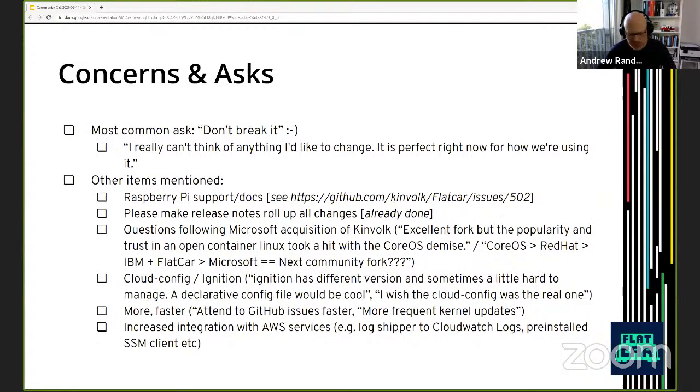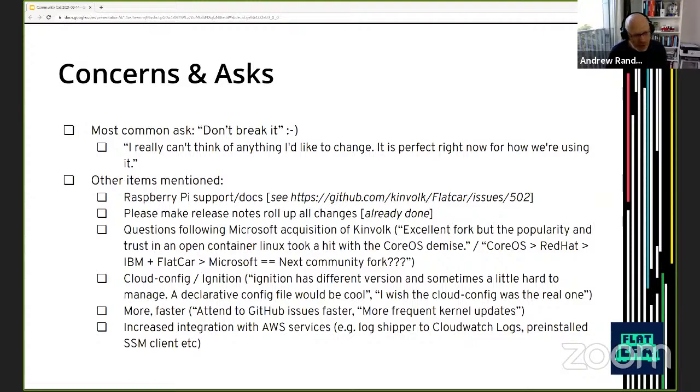Sure, do whatever development you need to, but don't change what it is right now because it's perfect right now. Now I don't necessarily believe it's perfect right now, but people like how it works and they don't want that changing.